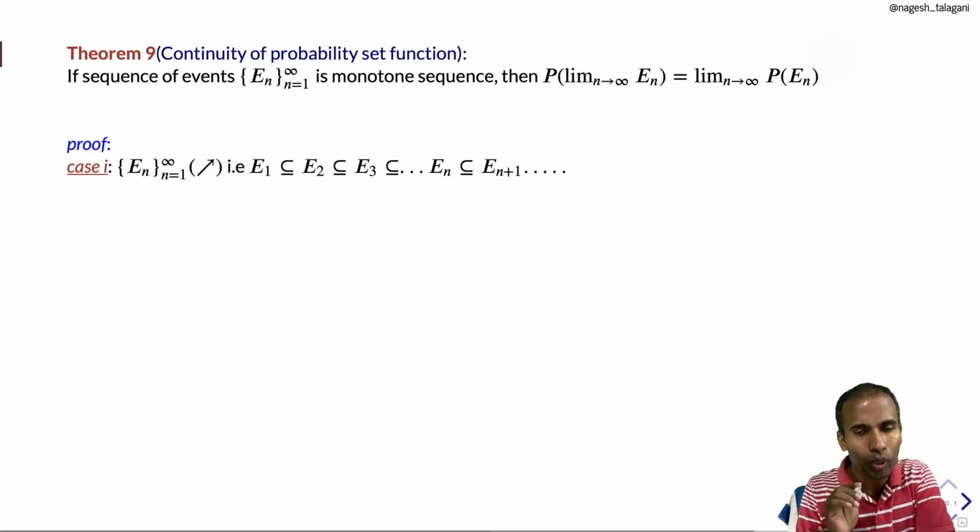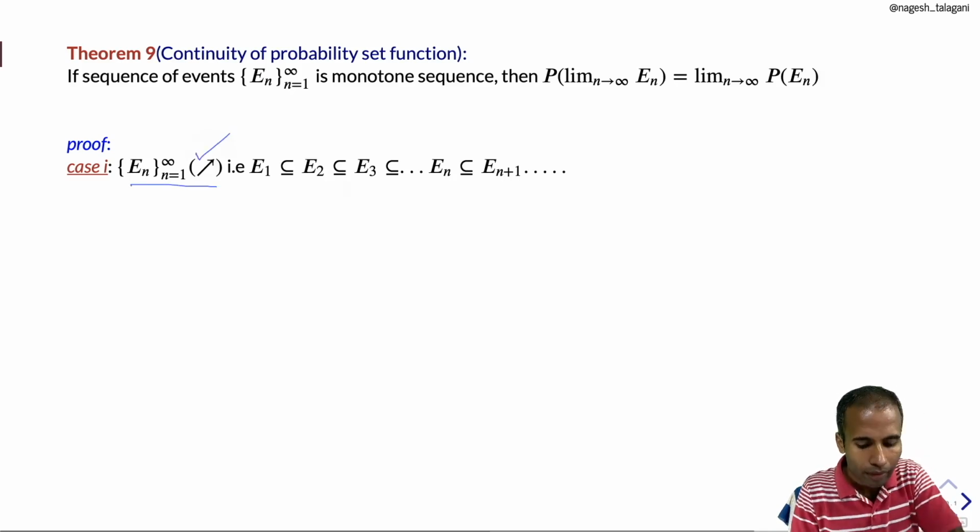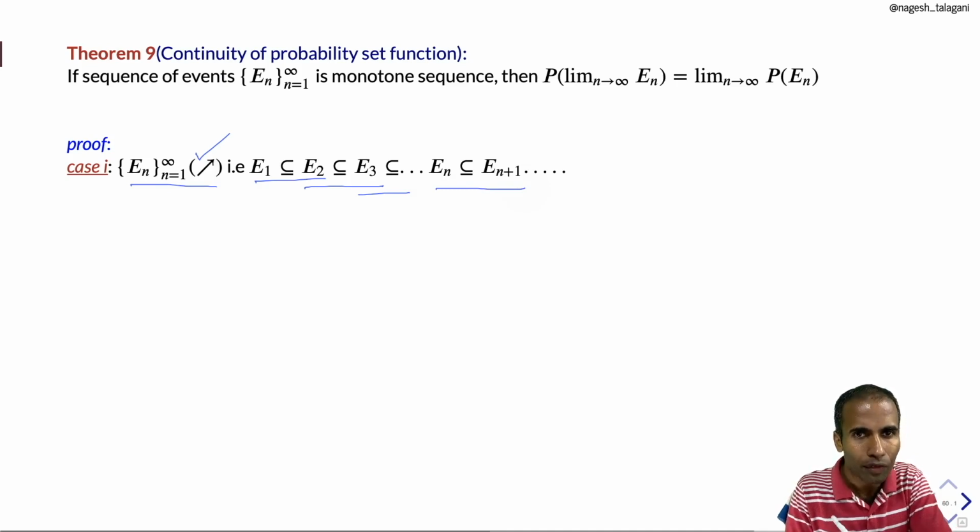Proof. First, case 1. See here, En is a monotone sequence. A monotone sequence means either an increasing sequence of events or a decreasing sequence of events. So first let us do the case where En is an increasing sequence of events. That means E1 is contained in E2, E2 is contained in E3, and E3 is contained in E4, and so on. En is contained in En plus 1 in general. So this is the increasing sequence of events.